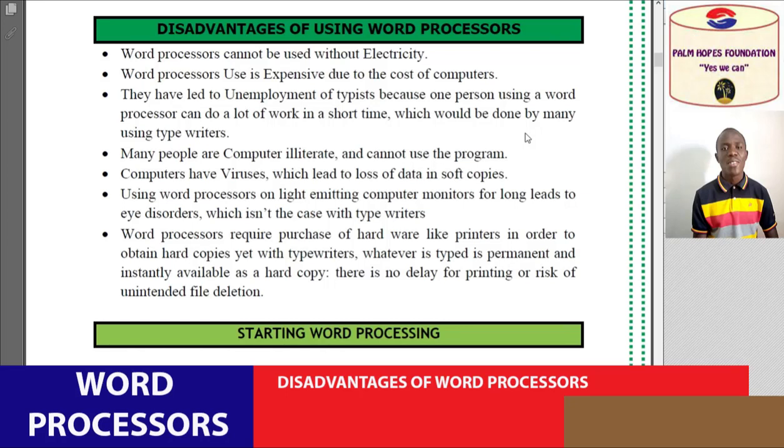We talked about advantages of using word processors, and today we are to talk about disadvantages of using word processors. Disadvantages are problems or negative results out of using word processors. The disadvantage number one is that word processors cannot be used without electricity.